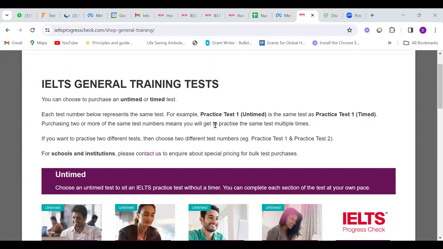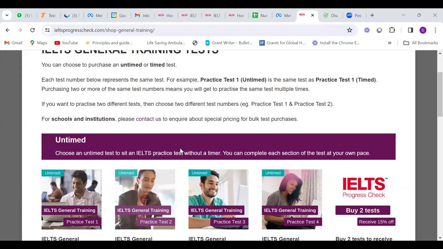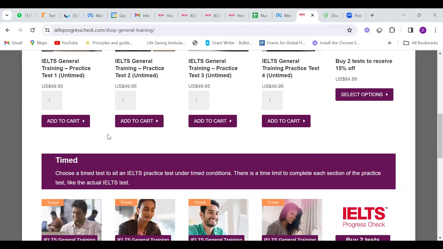If you want to practice two different tests, then choose two different test numbers. Example, practice test one, practice test two. For schools and institutions, please contact us to inquire about special pricing for bulk purchases. We are currently working on some arrangement with the British Council to see if we can get a bulk purchase so that we can share them with you. We see if we can absorb that cost. Otherwise, some of us will start fainting.